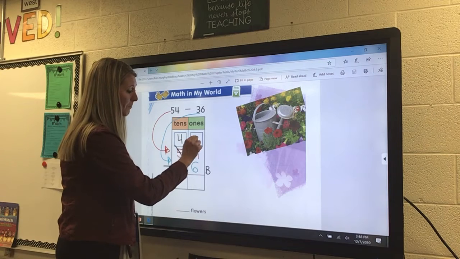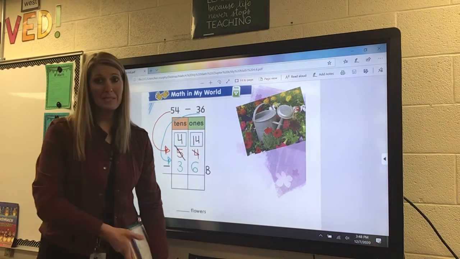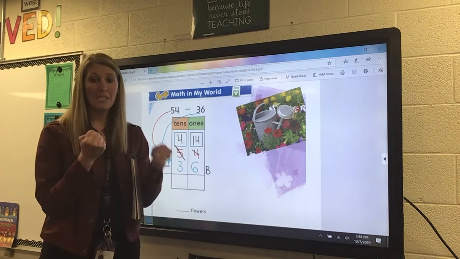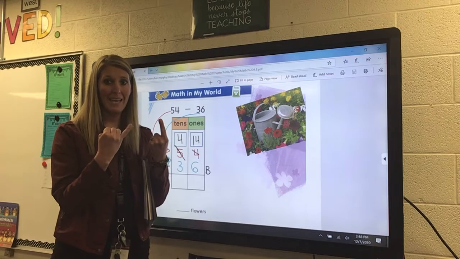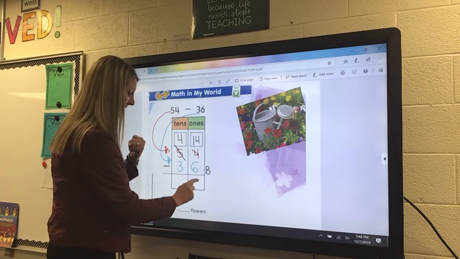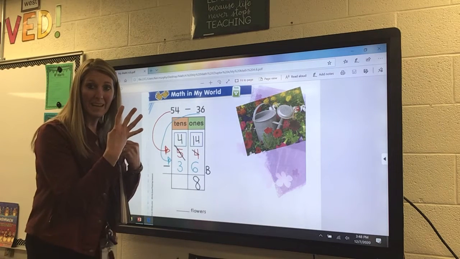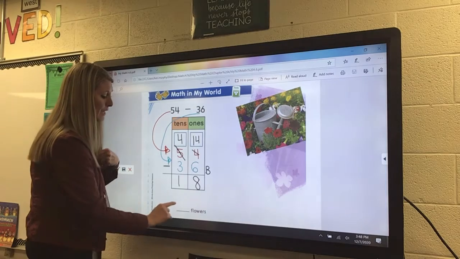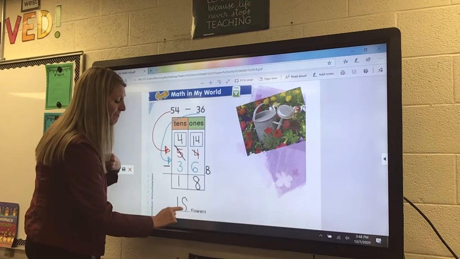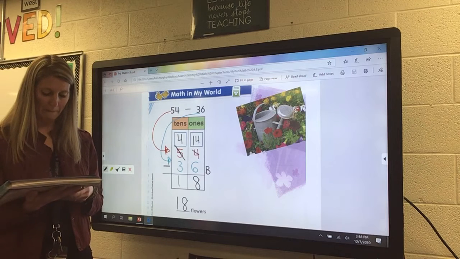So this becomes 14. Now, if I have 14 and I want to take 6 away, I'm going to count back 6 more. 14, 13, 12, 11, 10, 9, 8. So I should have 8 ones left. And then if I have 4 and I take 3 away, 1, 2, 3, I should have 1 left. So there should be 18 flowers that are left to bloom.